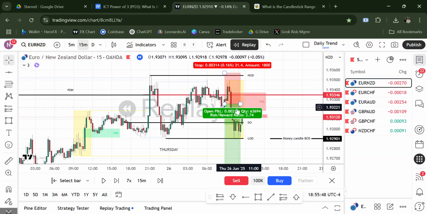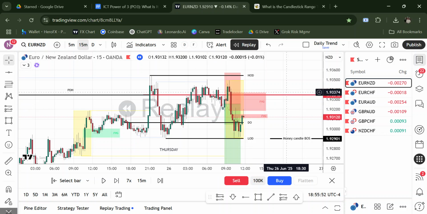So anytime price retraces into it, that's fine. Go ahead and get in somewhere in there. Your stop loss can go either above the fair value gap or above the high of the day. Either one of those is fine. Okay, either one of those is fine. All right. But that's the power of three right there.